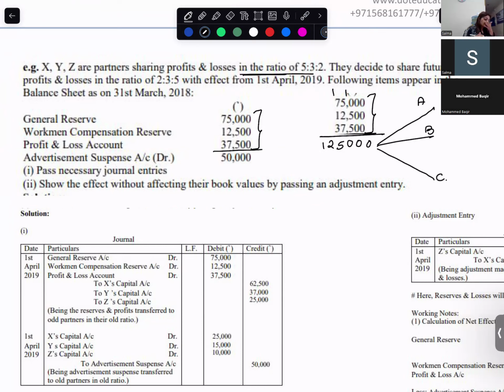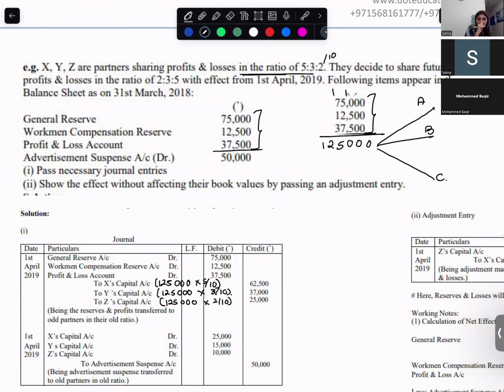Yes. Old ratio is 5:3:2. That means divide by 10. So divide by 10, yeah. 125,000 into 5 by 10 would go to X. 125,000 into what by 10? Someone tell me. 3 by 10 would go to Y. And 125,000 into 2 by 10 would go to Z.